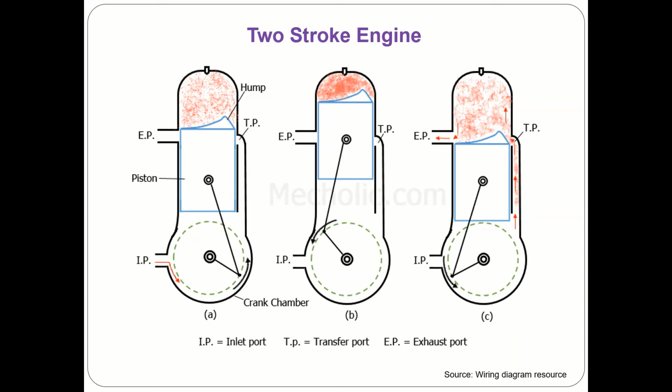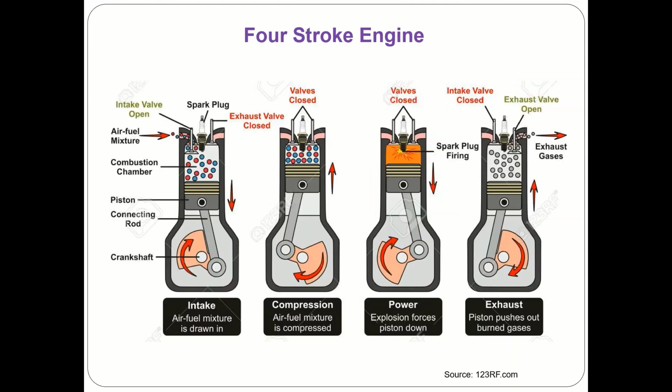So nowadays we are not using these 2-stroke engines because they are more polluting and the fuel economy is less. We have shifted to the 4-stroke engines. In 4-stroke engines, as I told you, there are 4 individual strokes. The first one is the suction stroke, the second one is the compression stroke, the third one is the power stroke, and the final one is the exhaust stroke. So there are 4 separate or individual strokes in case of a 4-stroke engine.